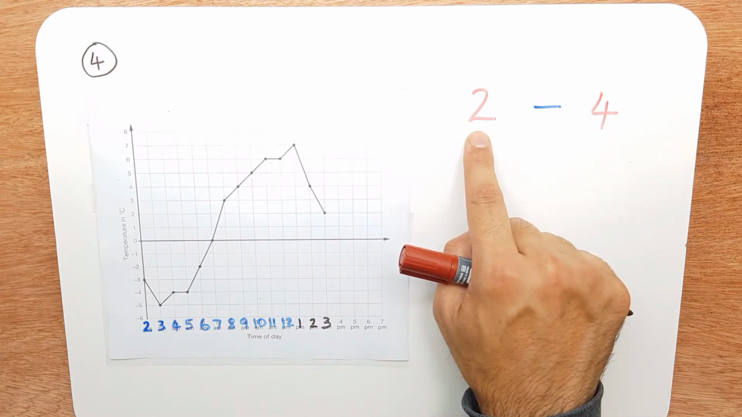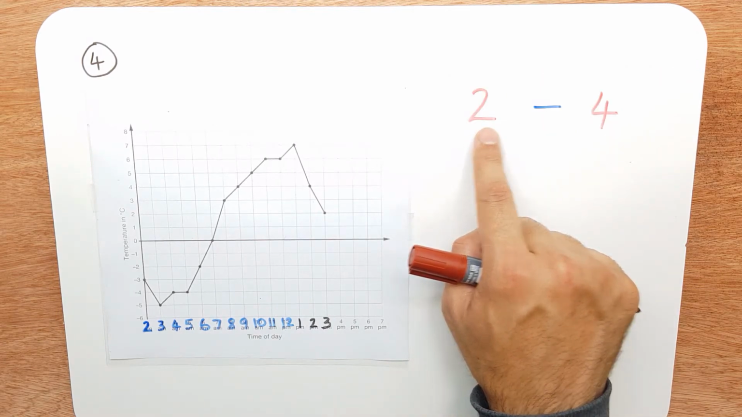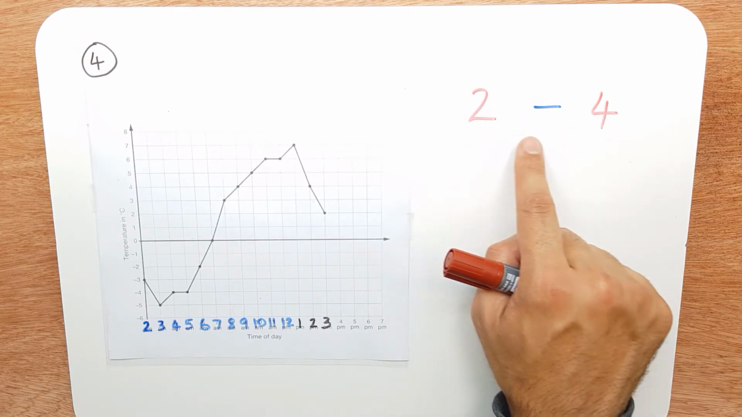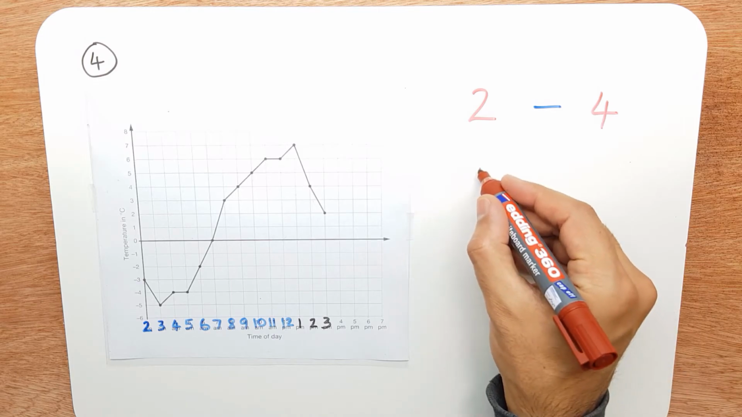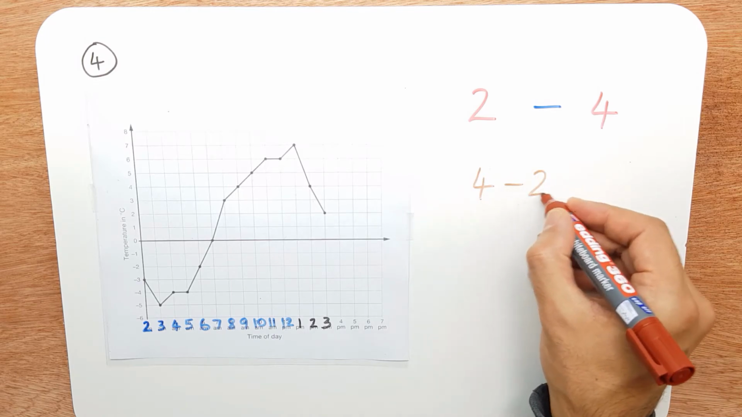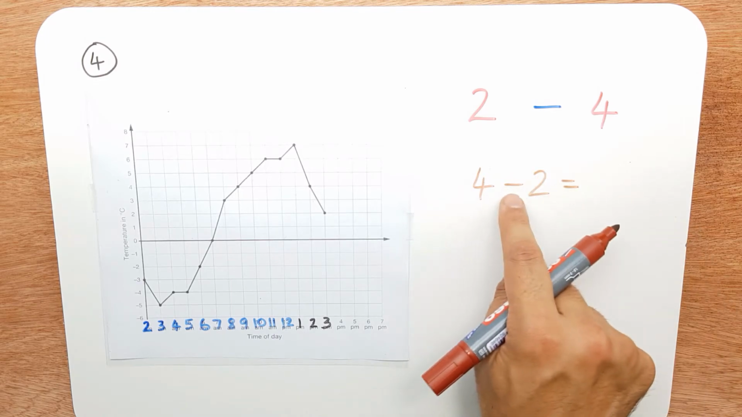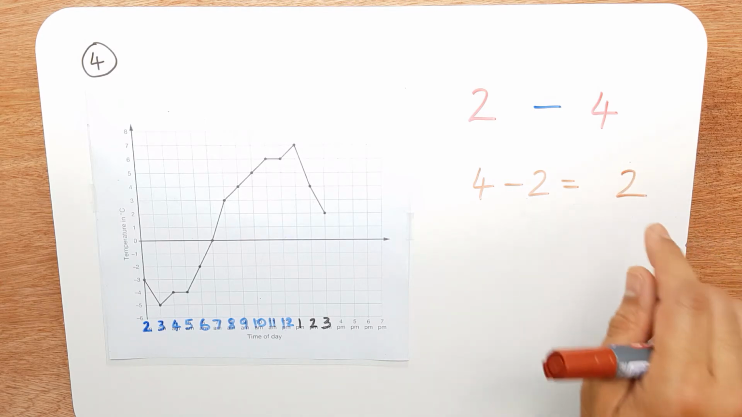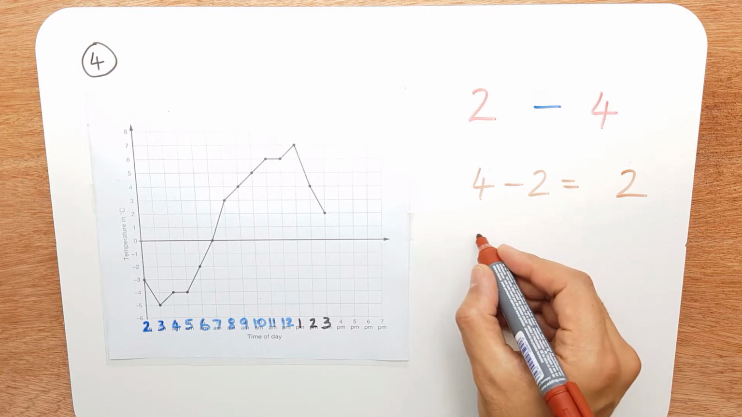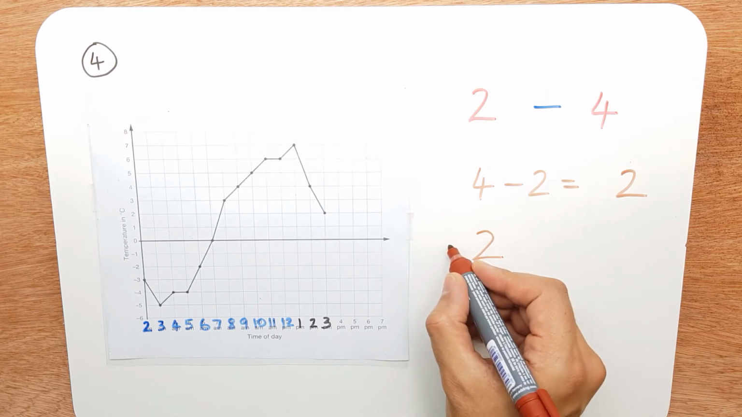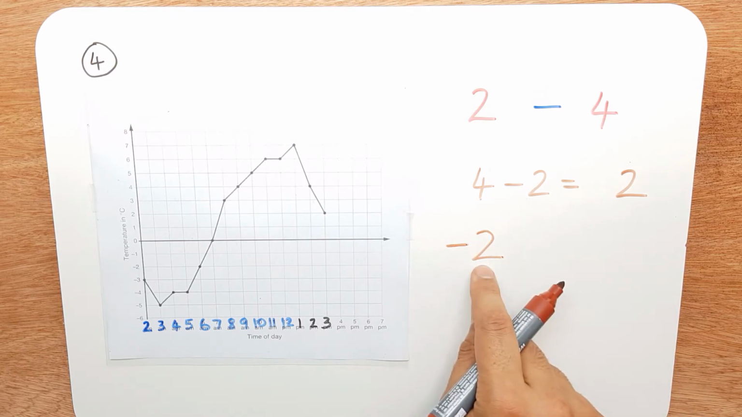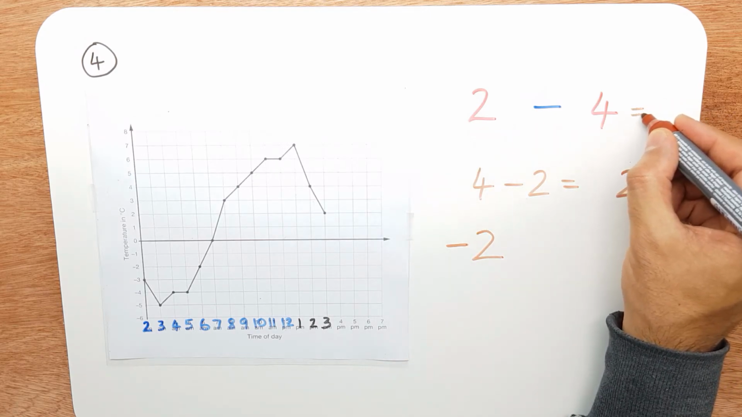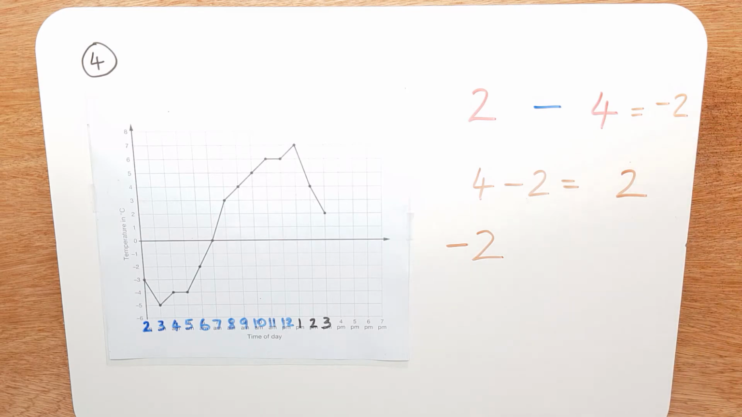Now with this sort of question, because this second number is bigger than the first number, what I like to do is do 4 take away 2. And 4 take away 2 is 2. Then what I do is I simply stick a minus in front. So 2 take away 4 is -2 as before.